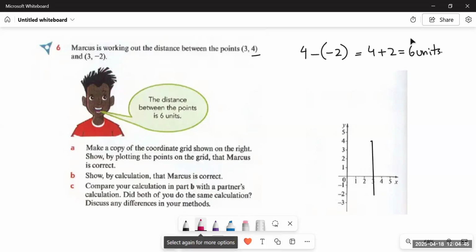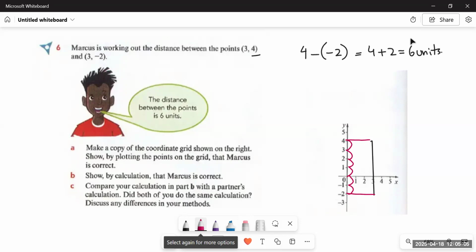And since we have to find out the distance between these 2 points, it would be from 4 to minus 2, 1, 2, 3, 4, 5, and 6. Since they have the same distance. So it means the distance is 6 units. This is how we have to show that.